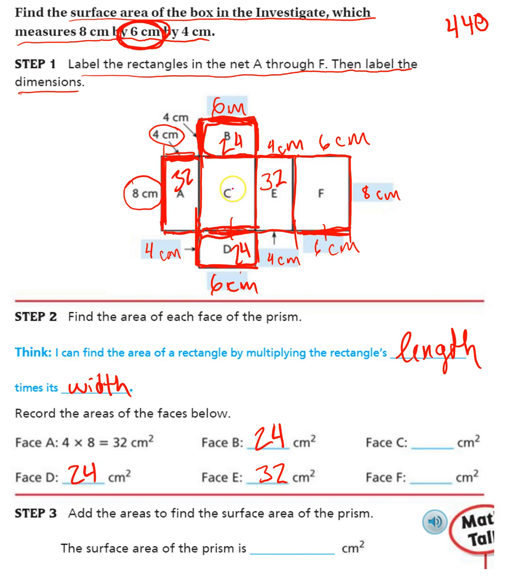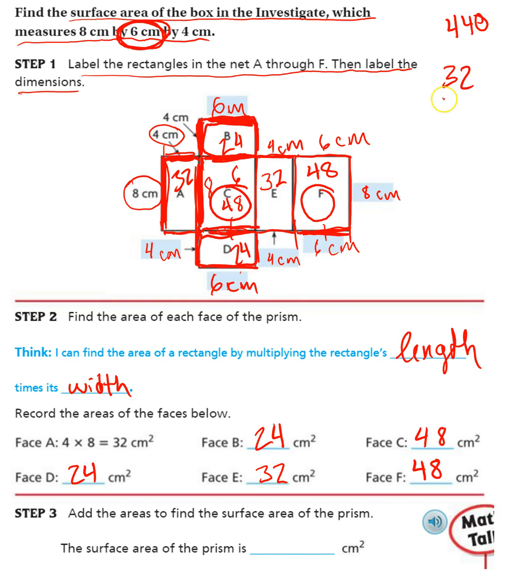Okay, now we just need to find C. So the length, this line right here is the same length as this line, so that's 8 by, and this line is the same length as this line, so 8 by 6, which is 48. 8 times 6 is 48, so I know C is 48. And C is the bottom, and F is the top, so the top and the bottom are going to be the same size. Add the areas to find the surface area. Surface area of the prism is, drum roll, add them all up. So let's go ahead and do that now.